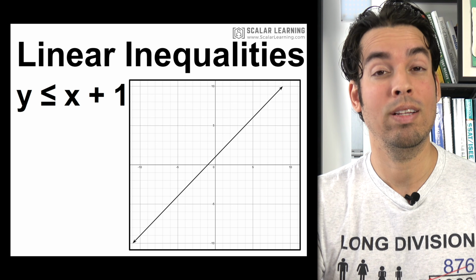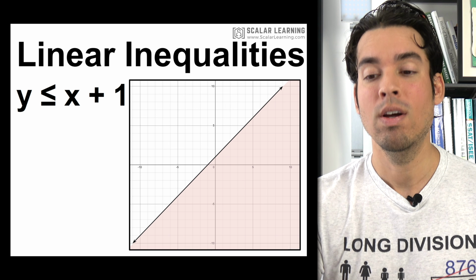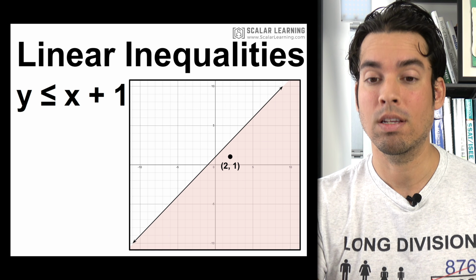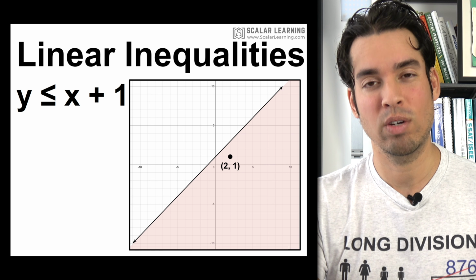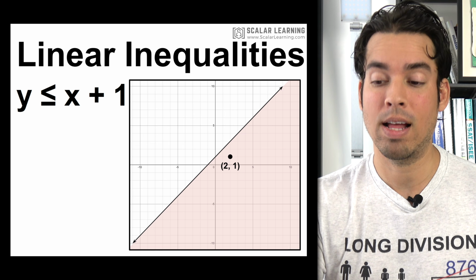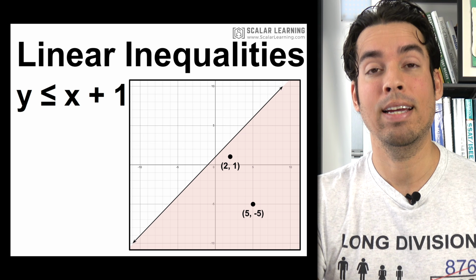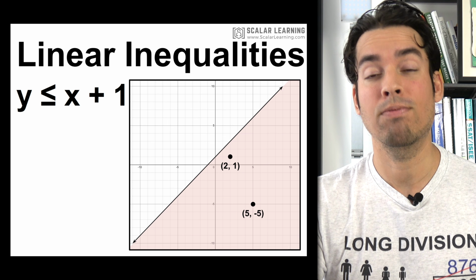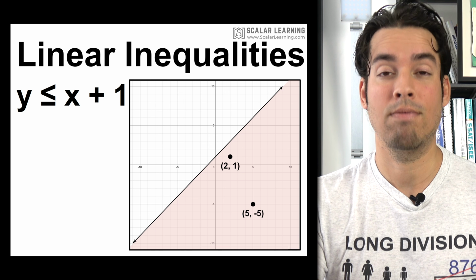Now where do we shade? Well, it's less than, therefore we shade below, right? So it's below. And here we see 2, 1. That's in the solution set. That makes sense. If I plug in 2 for x and 1 for y, I get 1 is less than or equal to 3, which is a valid statement. Here's another coordinate in the solution set, which is 5, negative 5. Again, if I plug in negative 5 for y and 5 for x, I get negative 5 is less than or equal to 6. Again, a valid statement.